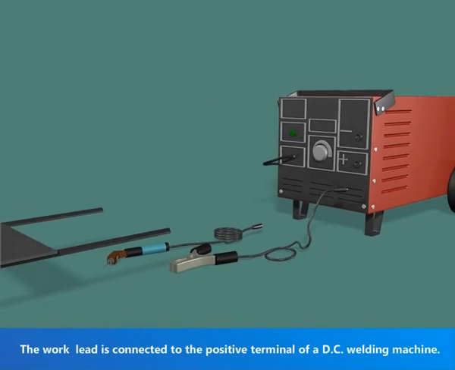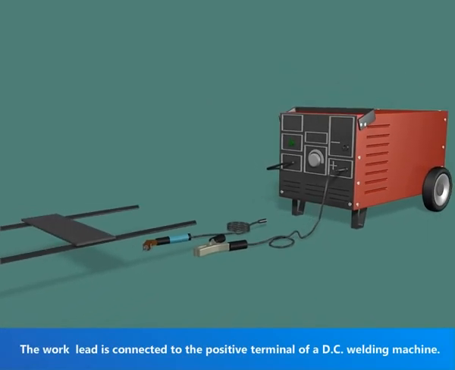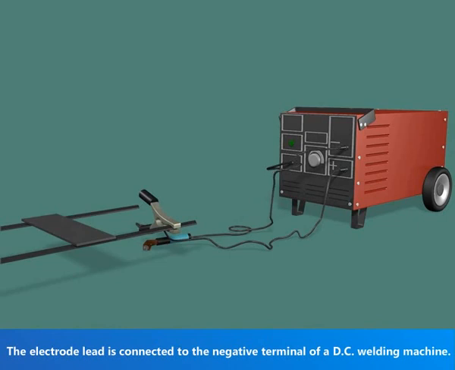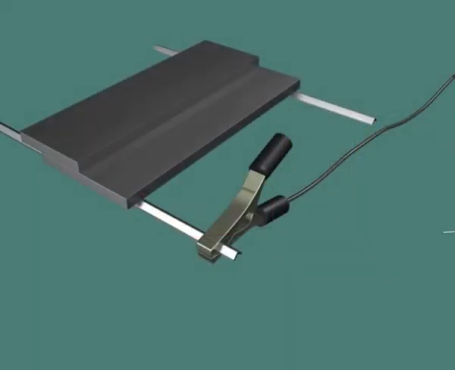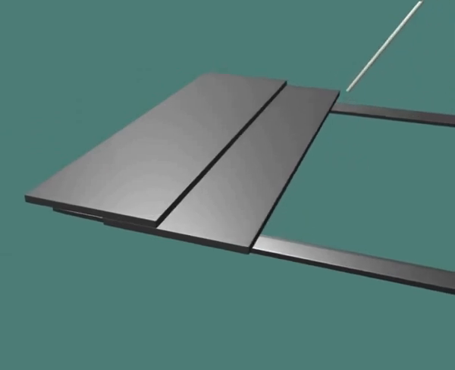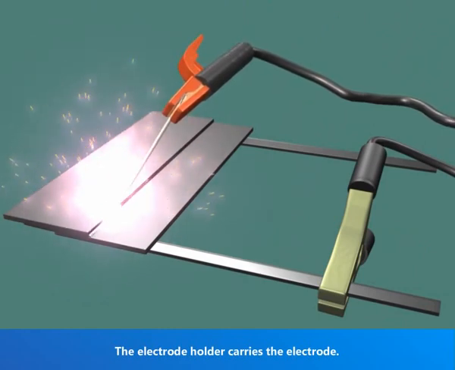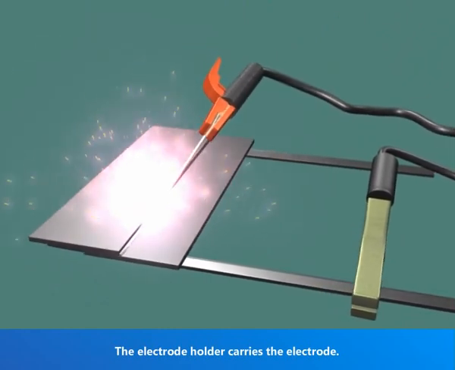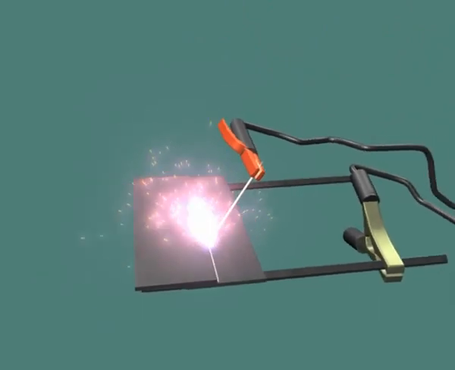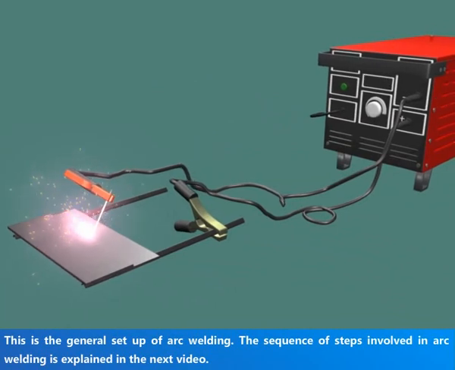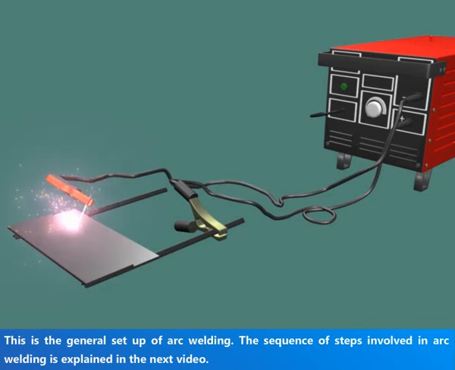The work lead is connected to the positive terminal of a DC welding machine. The electrode lead is connected to the negative terminal of a DC welding machine. The electrode holder carries the electrode. This is the general setup of arc welding. The sequence of steps involved in arc welding is explained in the next video.